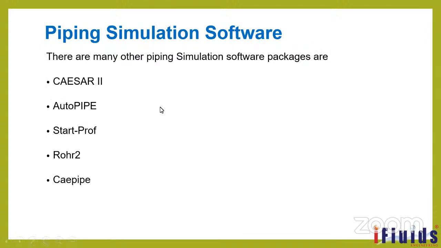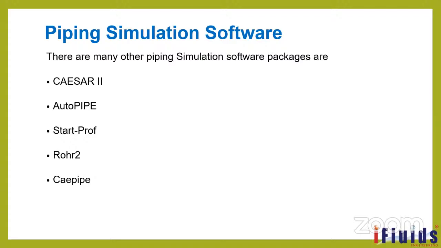Like engineering drawings, piping simulation software is also available, like Caesar II, AutoPIPE, StartProf, Roar II, CAEPIPE. These are all the simulation software which we use in our engineering. Let me again recap everything. First we saw the engineering drawing. From the engineering drawing, we saw 2D and 3D, and then their advantages and disadvantages.